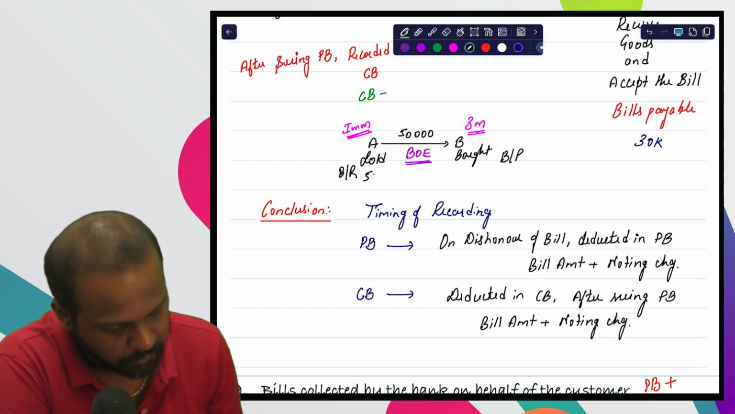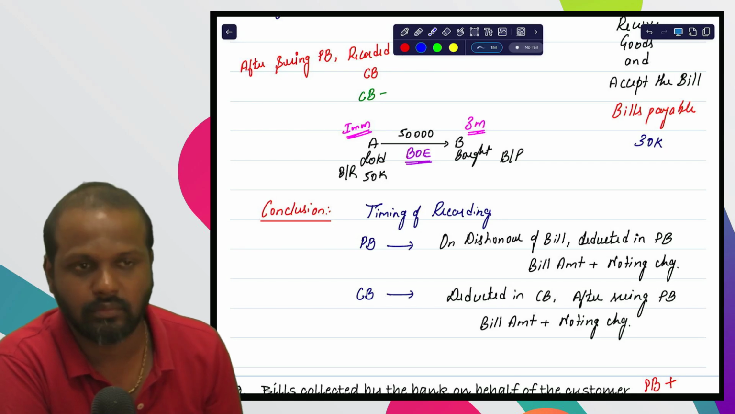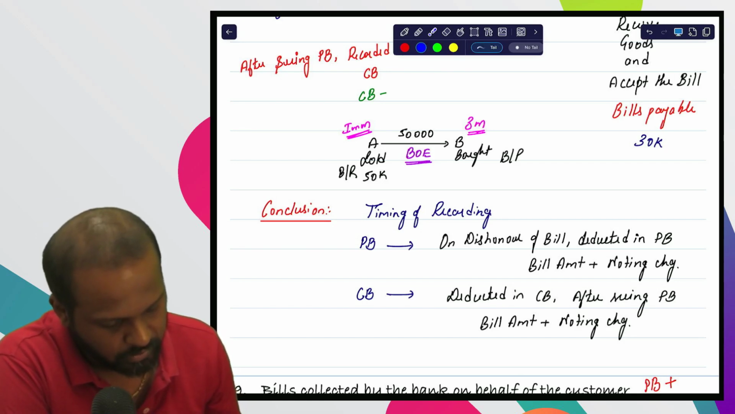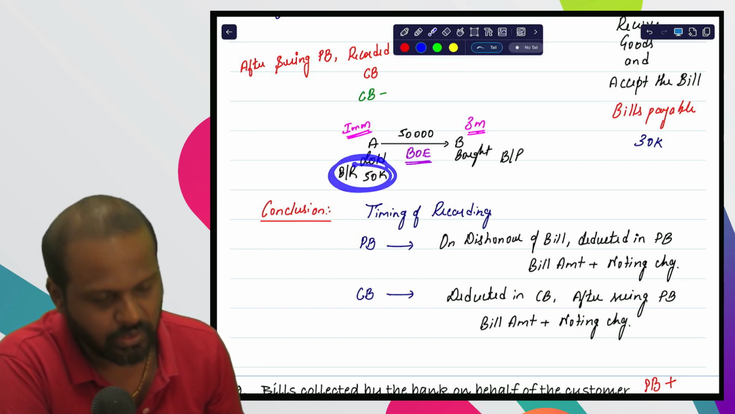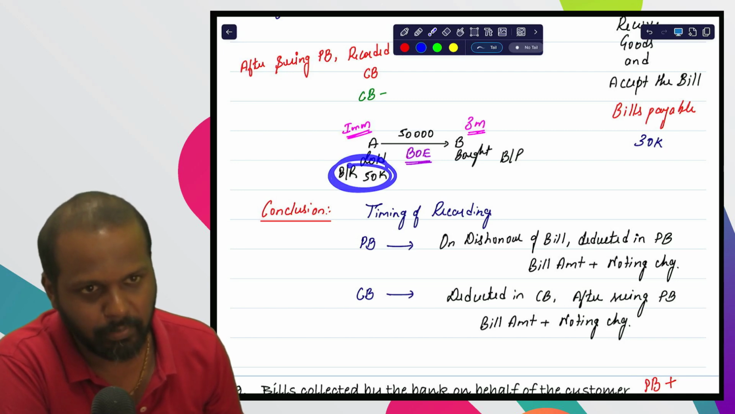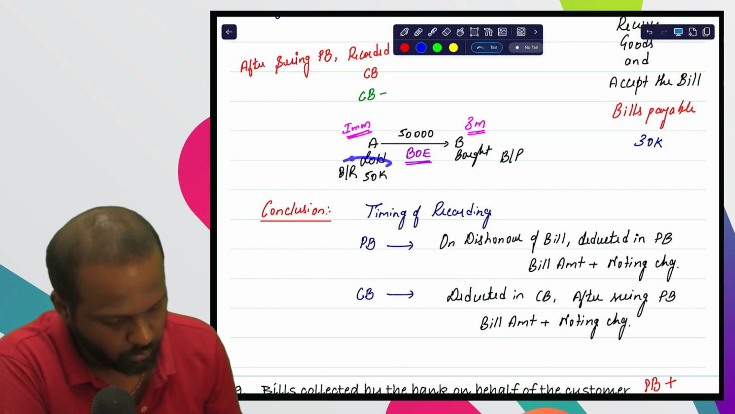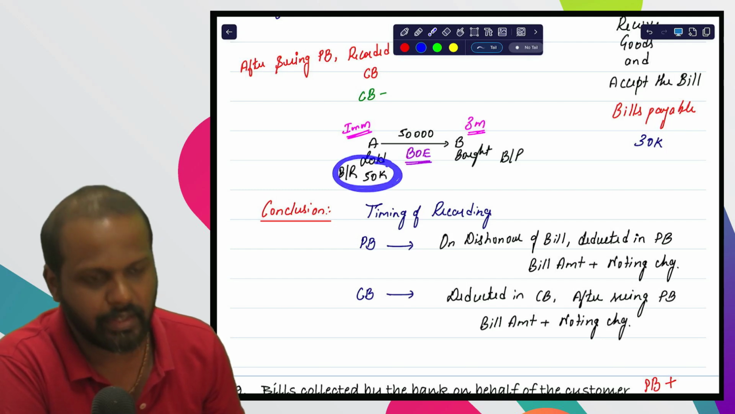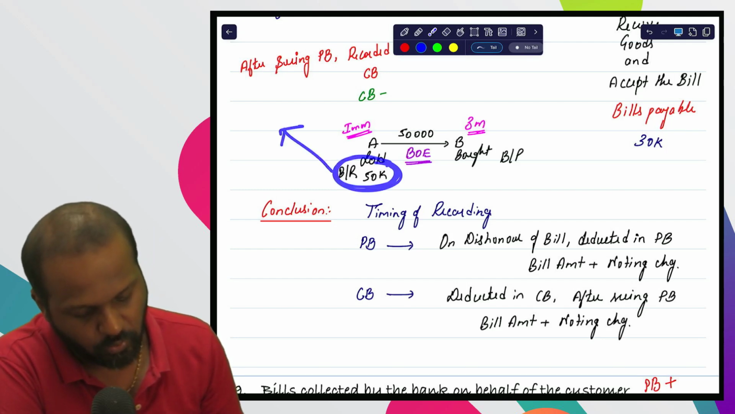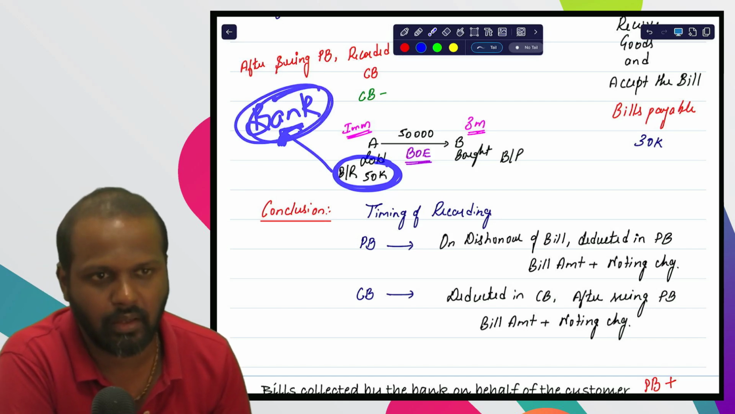And the amount of the bill receivable is 50,000. Now what A can do is, if he wants this 50,000 immediately, if he wants the money on this particular bill immediately, A will go to the bank.